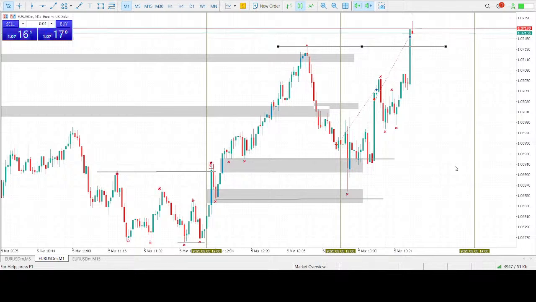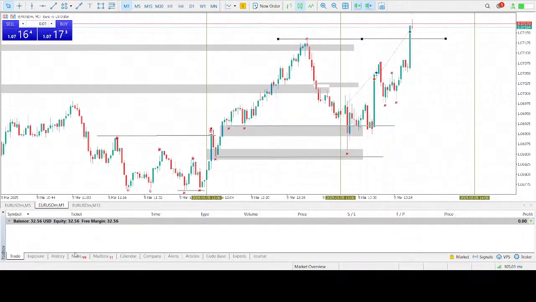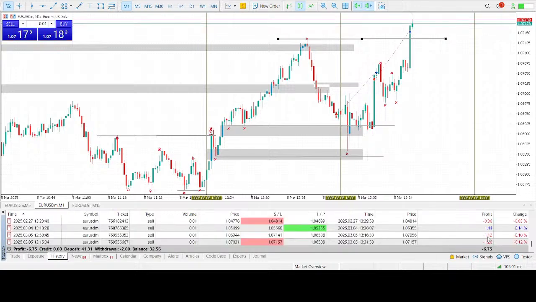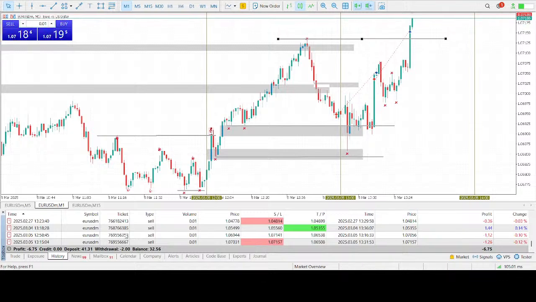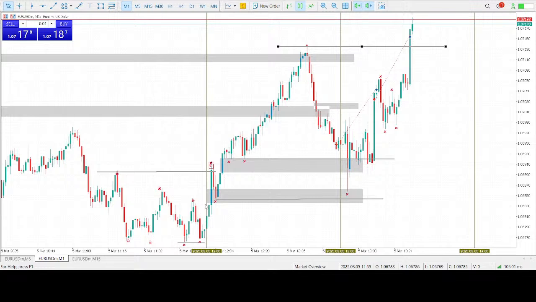Oh, that has been taken out as well. I've taken a bit of big losses there, about 2 point something USD. Yeah, we'll wait for an opportunity.